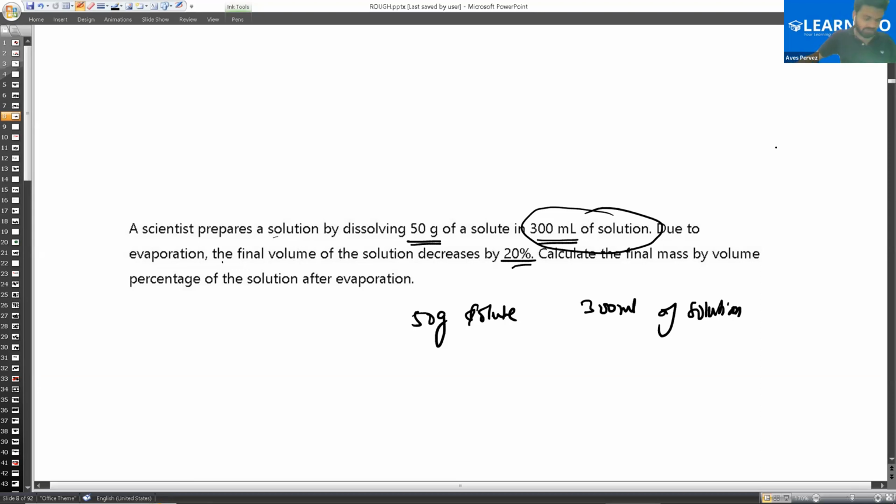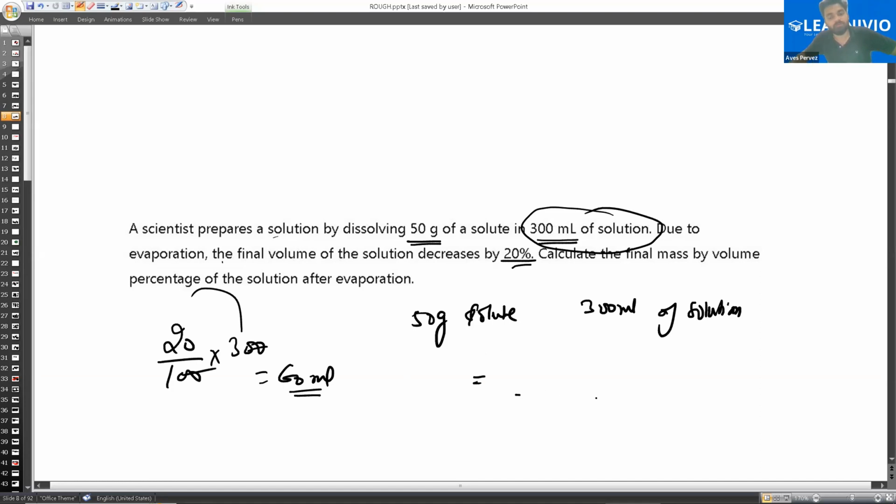What is the 20% of 300 ml? Yes, it will be 60. So you can write it as 20, remove the percentage sign, divide by 100 into 300, and you multiply, you will get 60 ml. So 60 ml is evaporated. Out of this 300 ml, the 60 ml is being evaporated.